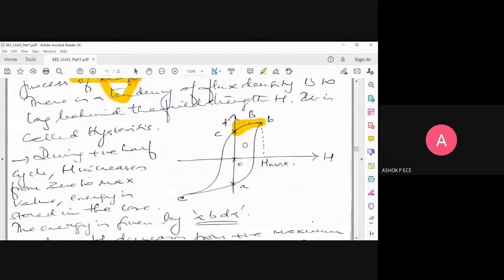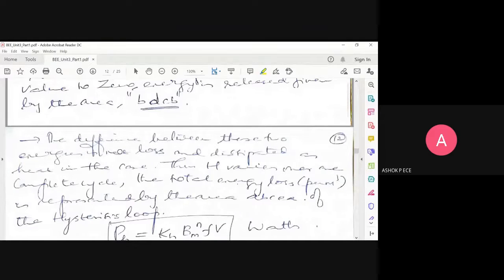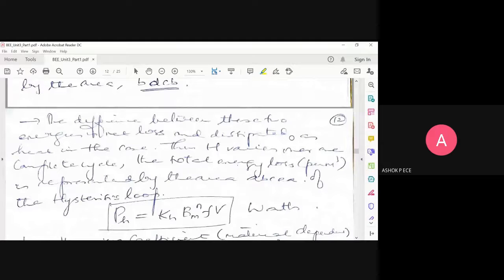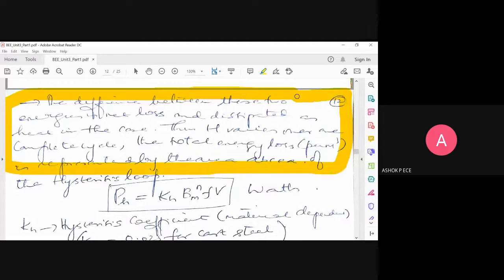Or I can say when you reverse back the magnetic field, it has to come back to 0. But you see, it is not coming back to 0. It is having a constant value. So it is a little bit slow. It cannot adjust itself to the speed of the electric field. So this difference in value is going to be called hysteresis. See here, the difference between the two energies is the net loss and is dissipated as heat in the core. So this variation over the hysteresis loop is going to be called the hysteresis loss.